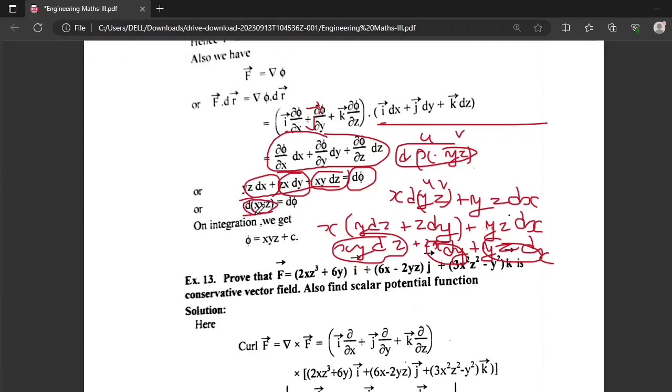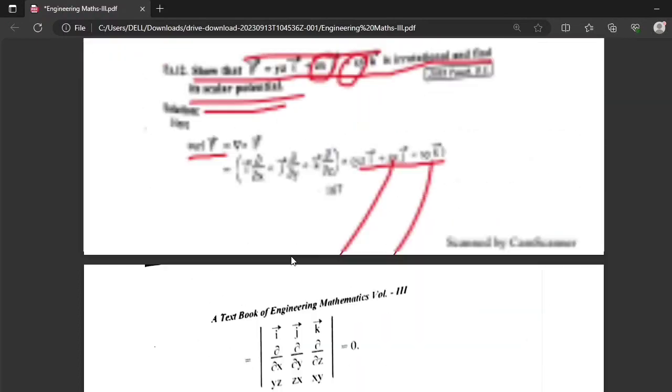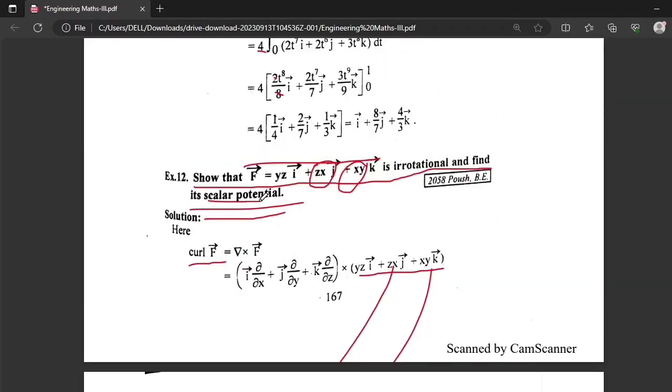So now the final step is to integrate, and we get xyz plus c equals phi. So we can also write phi equals xyz plus c, so that phi is the required scalar potential.